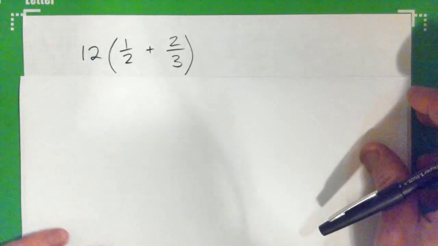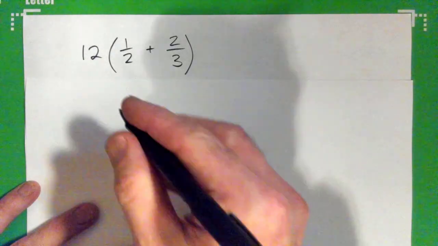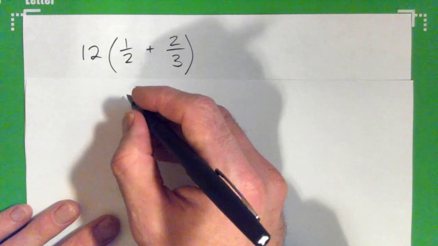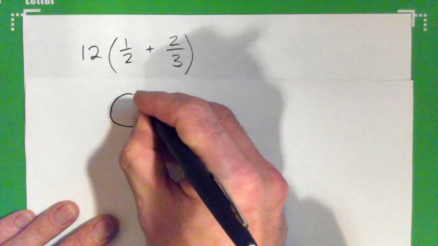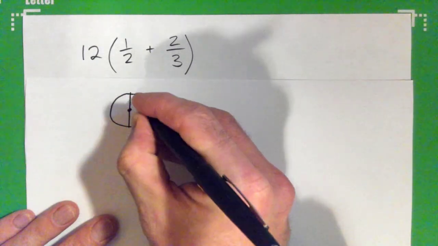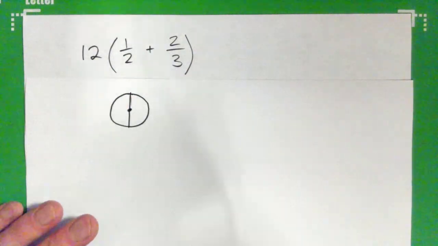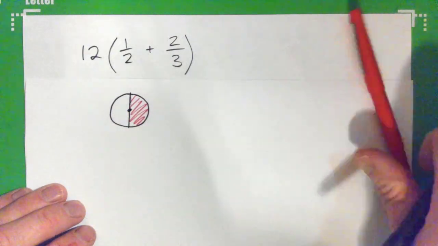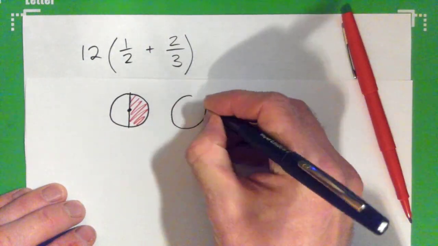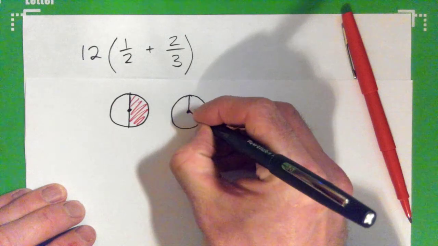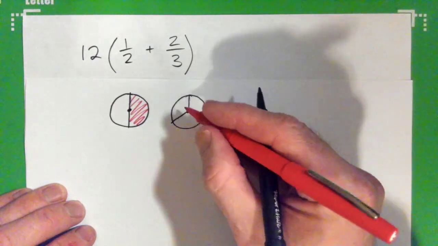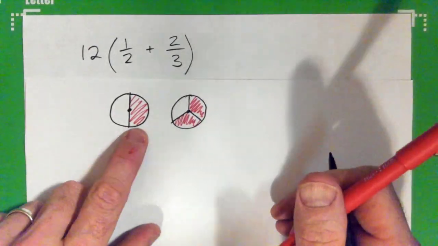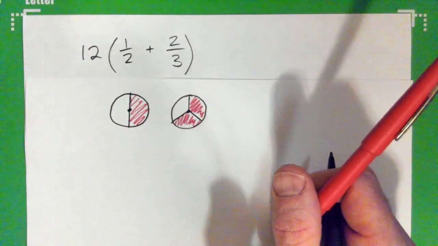So first of all, I'm just going to play with this. A half is kind of like, well, here's a pizza and here's half of it, right? And then 2/3. 2/3 looks like this. Here's a pizza. Here's 1/3. Here's 2/3. I'll shade those in. So there's 2/3. Does that make sense? So this is 1 out of 2. This is 2 out of 3. You with me so far?